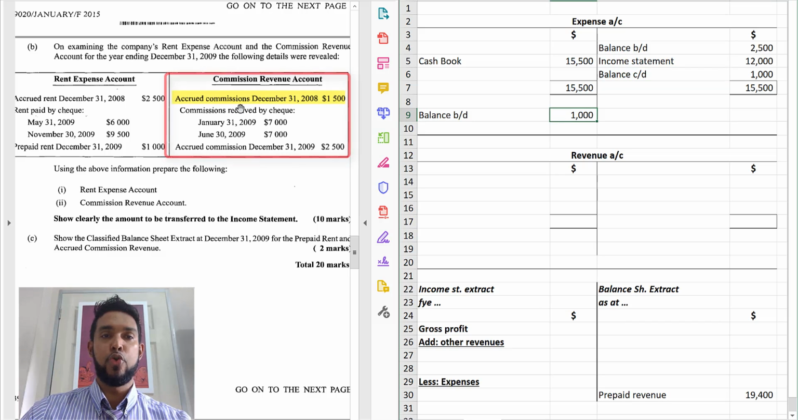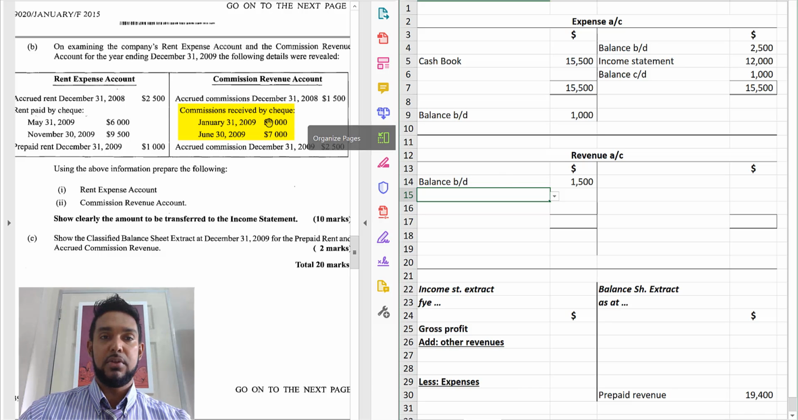Commission revenue, accrued commissions, December 31st, 2008, 1,500. All right, that seems simple enough. So that's a balance brought down on the debit side. Why? Because accrued means owing. If we are owed revenue, people owe us money, that's an asset. Commissions received by check, Jan 31st, 2009.